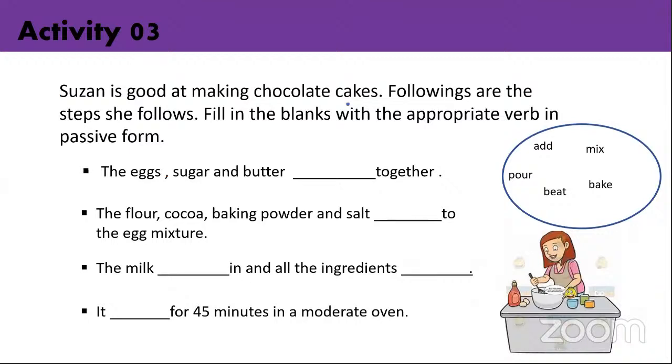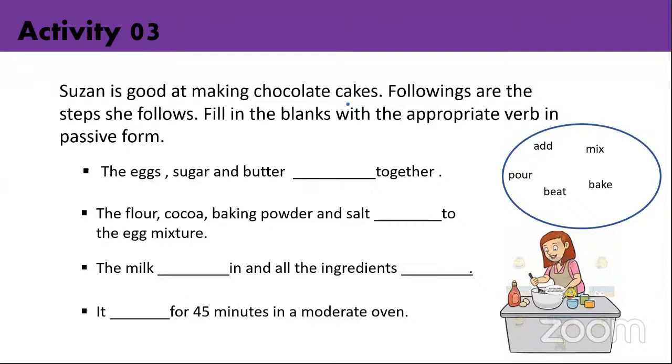Let's move on to another type of activity. Passive voice would be tested in this manner. Passive voice is tested in this way too. Here, a series of actions are given. First, you have to select the appropriate verb. And then you have to use the passive form of that.